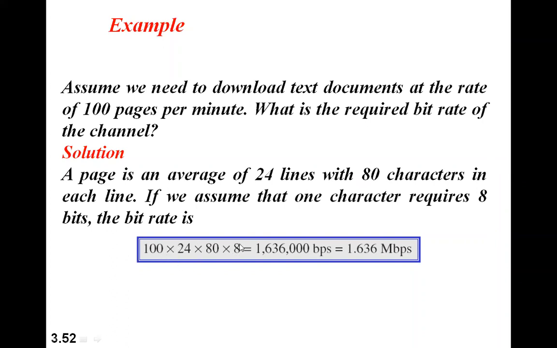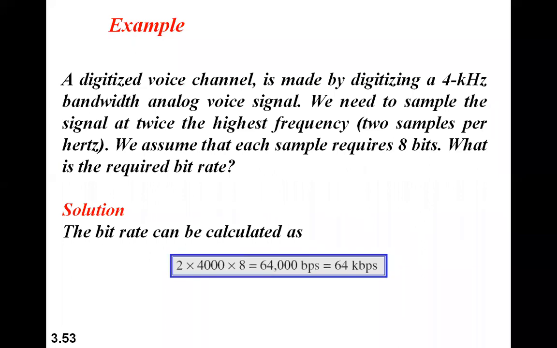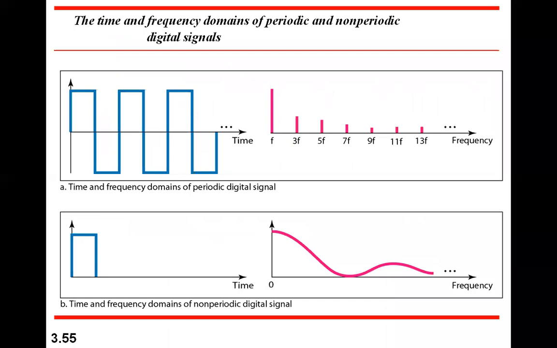Each character is represented with 8 bits. So the total number of bits to transmit 100 pages is this much, 1,636 bits, and that many we have to transmit per second. That is the rate we need. Our channel should support it. Similarly, we can calculate for different things. We'll go to this.